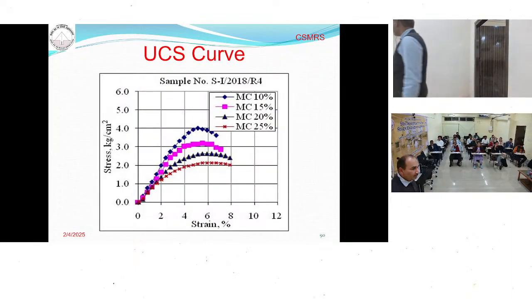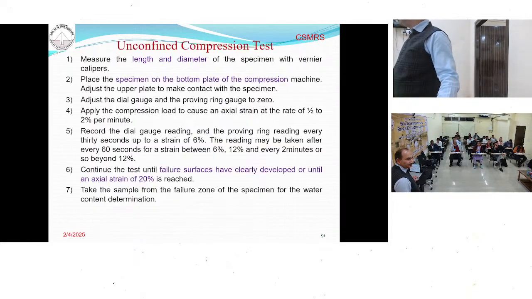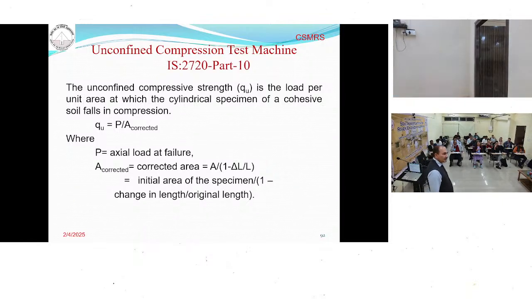So these are things. This is stress. This is my deflection. So here it is failing here, like this one. So this stress is called the UCS, unconfined compression strength. Once you know the unconfined compression strength, you calculate it by this formula: maximum load by the corrected area.